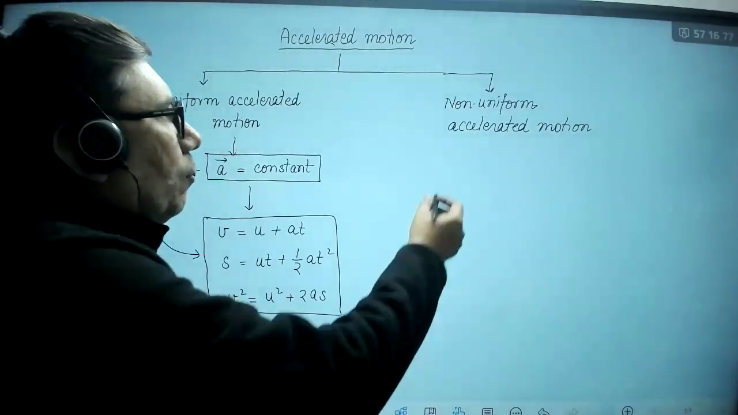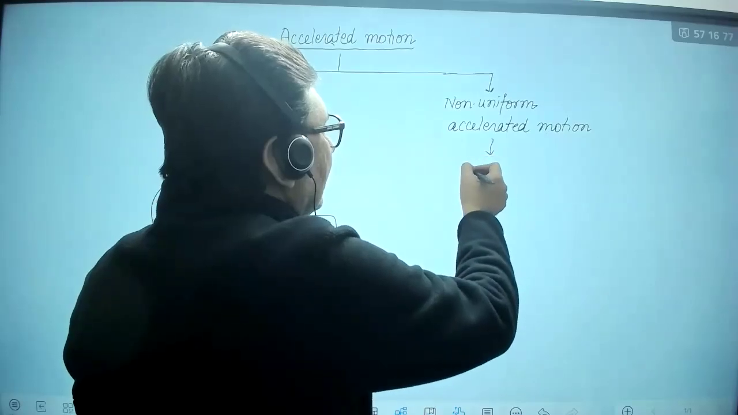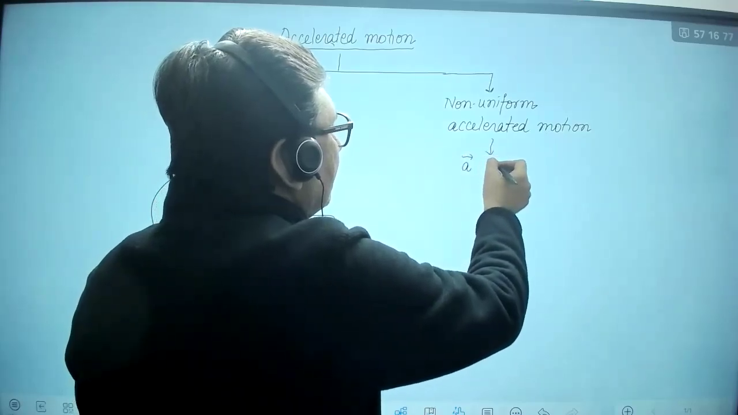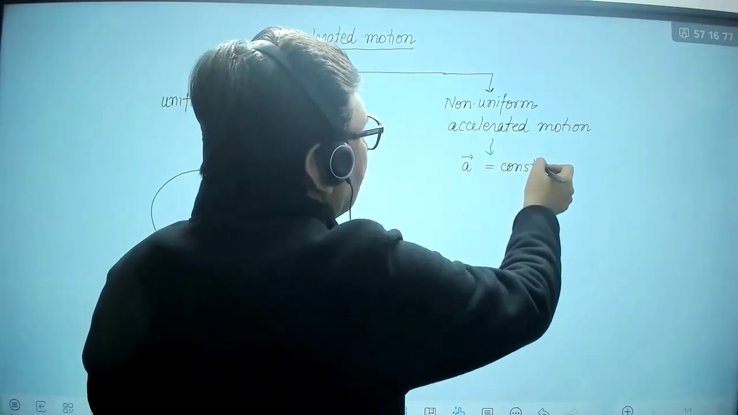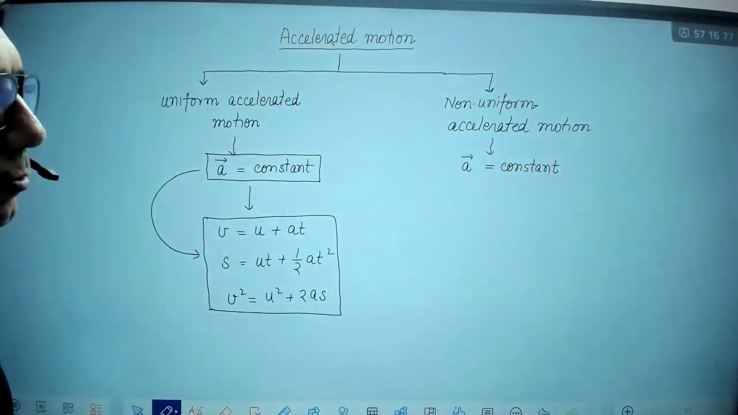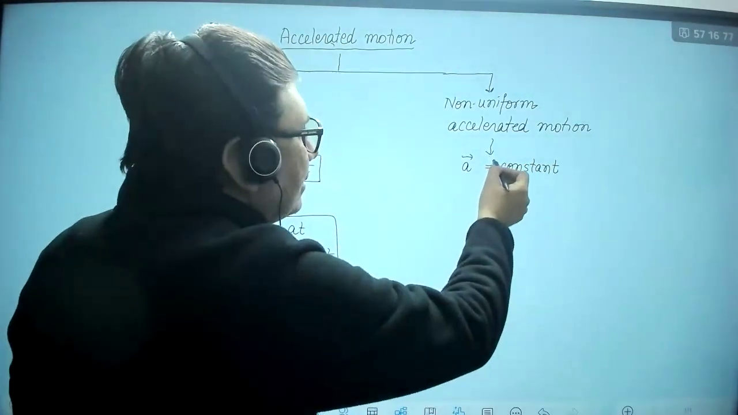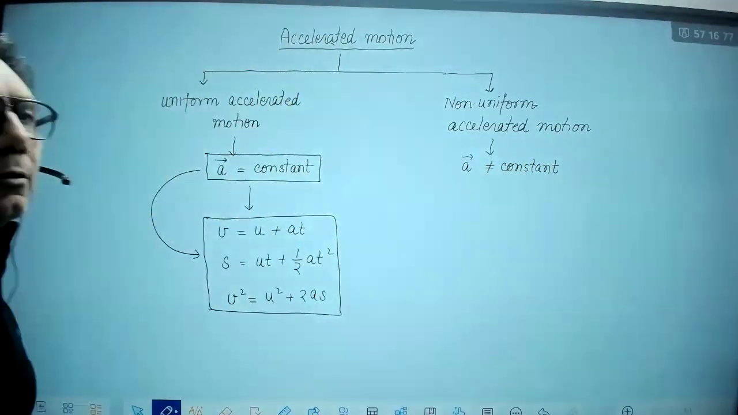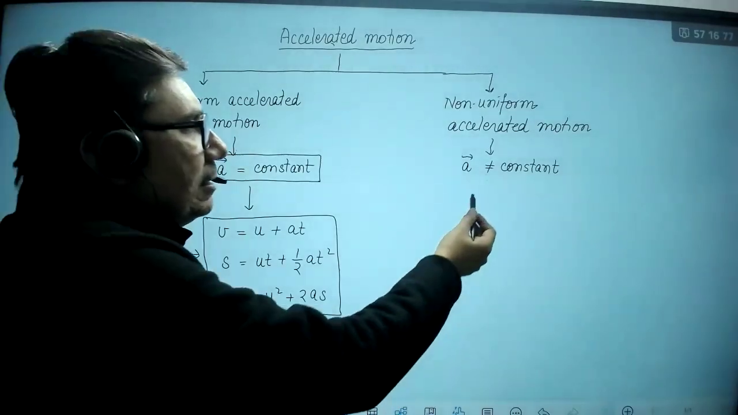So what is non-uniform accelerated motion? That type of motion where acceleration is not constant. So there are two types of accelerated motion: one where acceleration is constant, second where acceleration is not constant. Acceleration is changing.